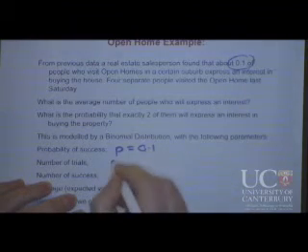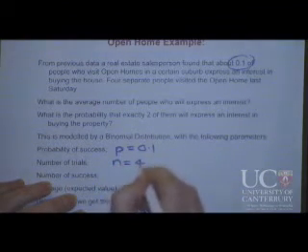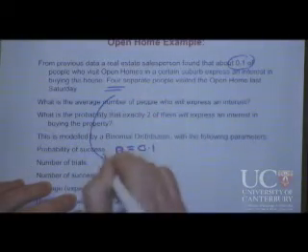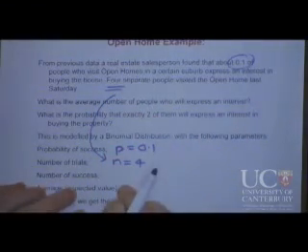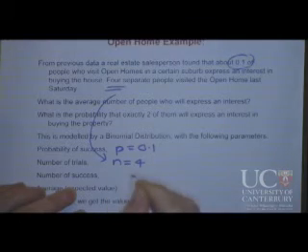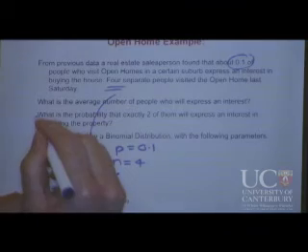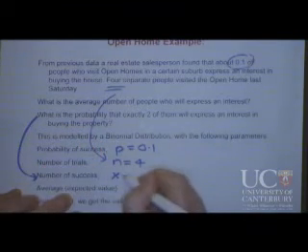The number of trials is called N, so that's 4. So that's 4 separate people who visit the open home. And then the number of successes is X. So for this question here, we want X equals 2.